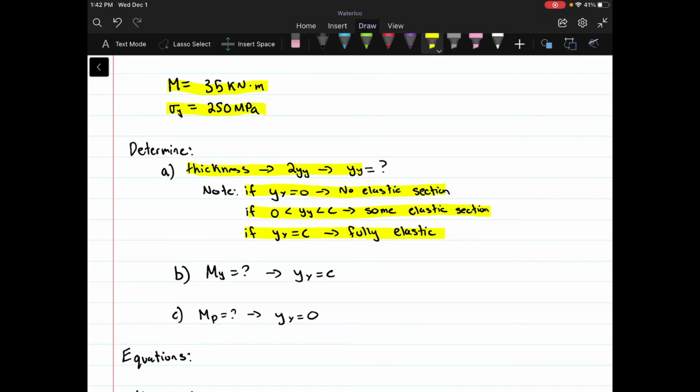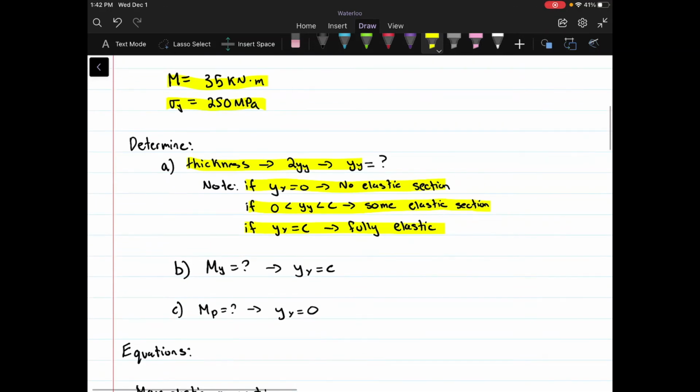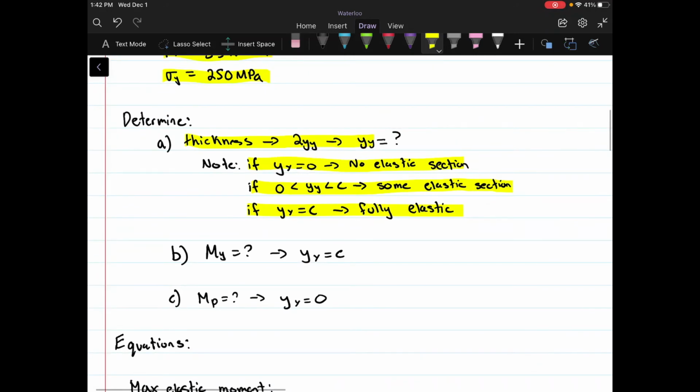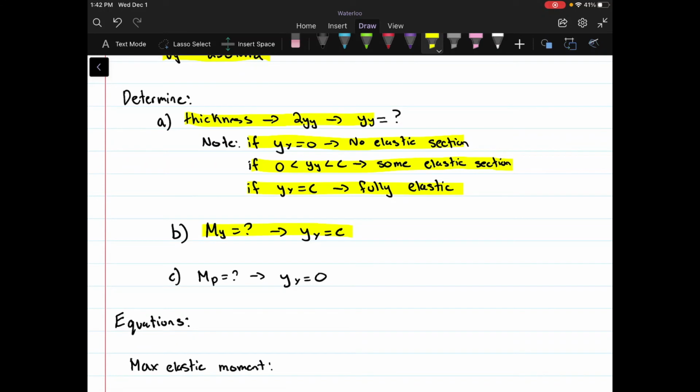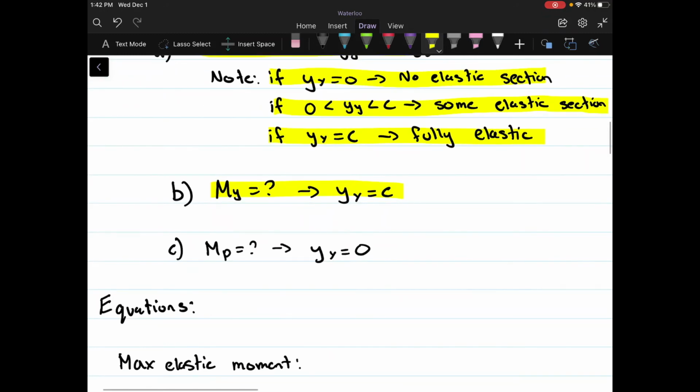Second, we want to solve for the moment that makes the whole cross-section elastic. To do this, we need to assume that the thickness of the cross-section is the same as the height of the cross-section. Lastly, we want to solve for the moment that makes the whole cross-section plastic. This means assuming that the thickness of the elastic section is 0.